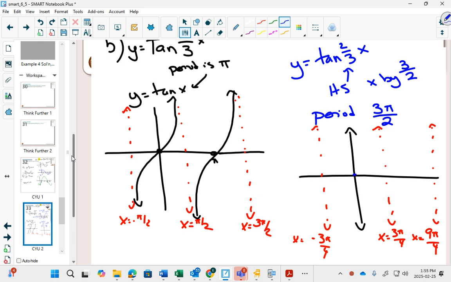And as a result, I still have 0. I had pi. This point will now be 3 pi over 2, because I multiply by 3 over 2. So we're doing a lot of the same ideas that we had from our first unit on transformations. We're still doing stretches and compressions.